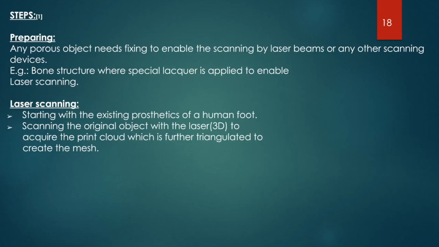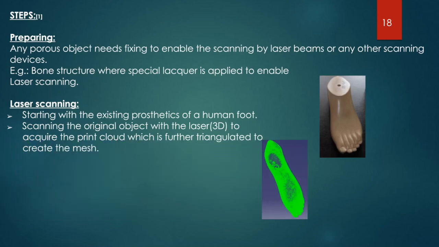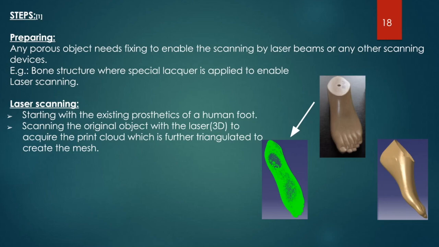Preparation. Porous objects like human bone structure need special lacquer to enable smooth scanning. Laser scanning, as shown in the figure, when the human original foot prosthetic is scanned, scanned point cloud appears. This is the scan point cloud.